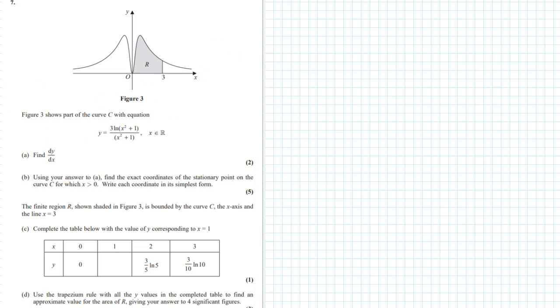Question number 7. This figure shows the part of the curve C with equation y is equal to 3 ln x square plus 1, divided by x square plus 1. Part A. Find dy over dx.